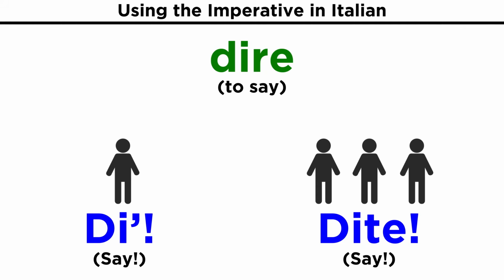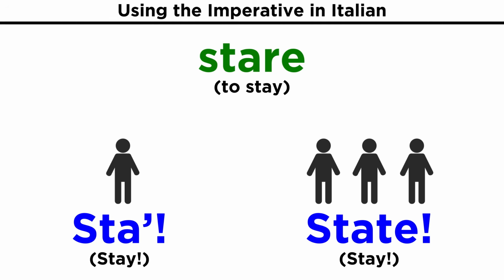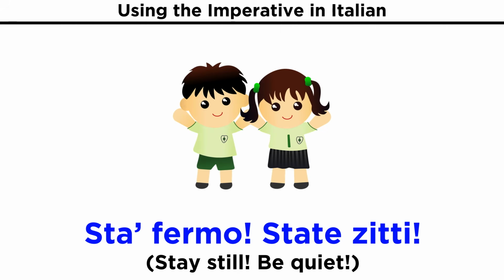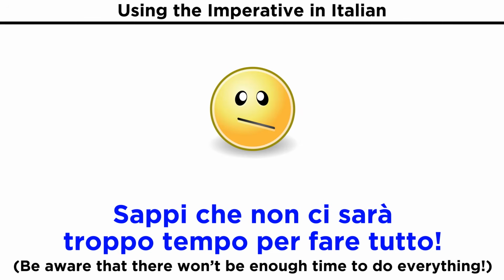Dire will become di and dite. Dite sempre la verità. Stare becomes sta and state. Sta fermo. State zitti. Sapere will become sappi and sappiate. Sappi che non ci sarà troppo tempo per fare tutto.